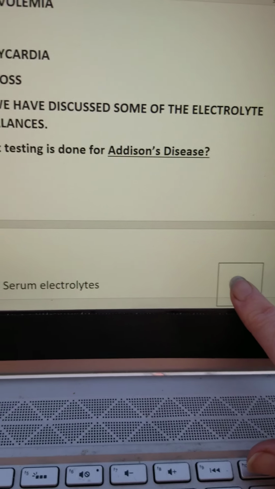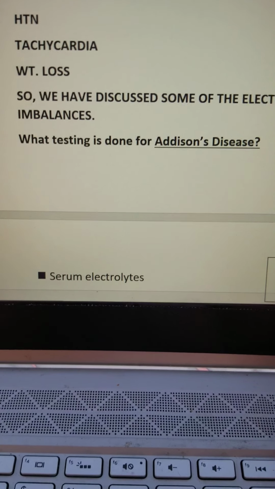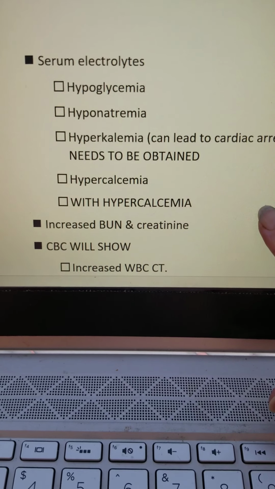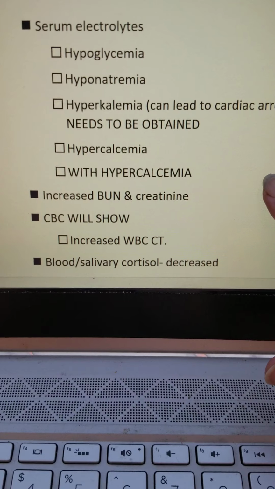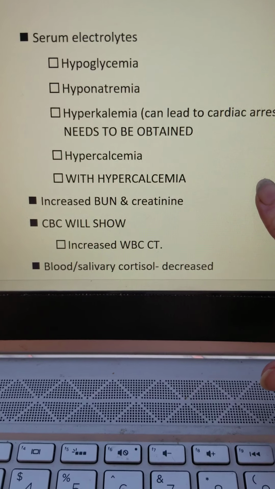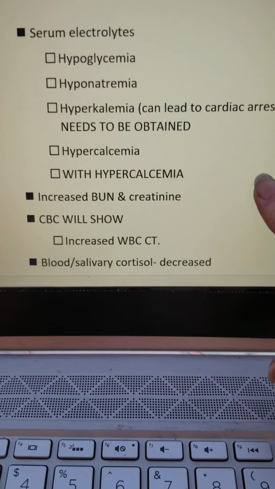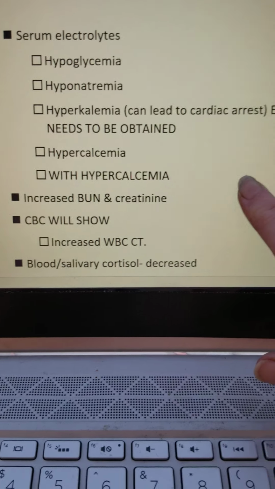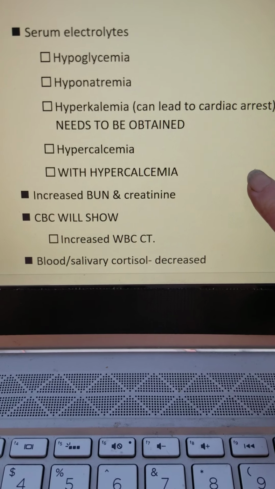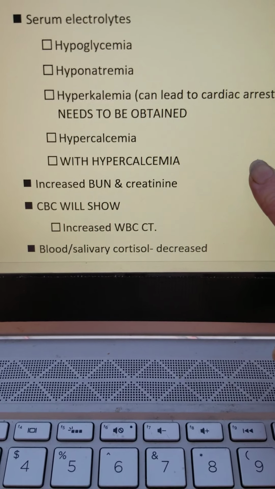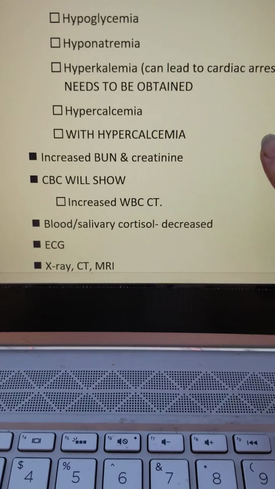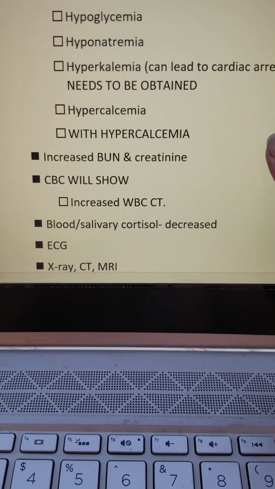So we have discussed some of the electrolyte imbalances. What testing is done for Addison's disease? You're going to test serum electrolytes. You're going to have hypoglycemia, hyponatremia, low glucose, low sodium, high potassium, hyperkalemia, can lead to cardiac arrest. EKG or ECG needs to be obtained. You're also going to have hypercalcemia, high calcium with this high potassium, increased BUN and creatinine.